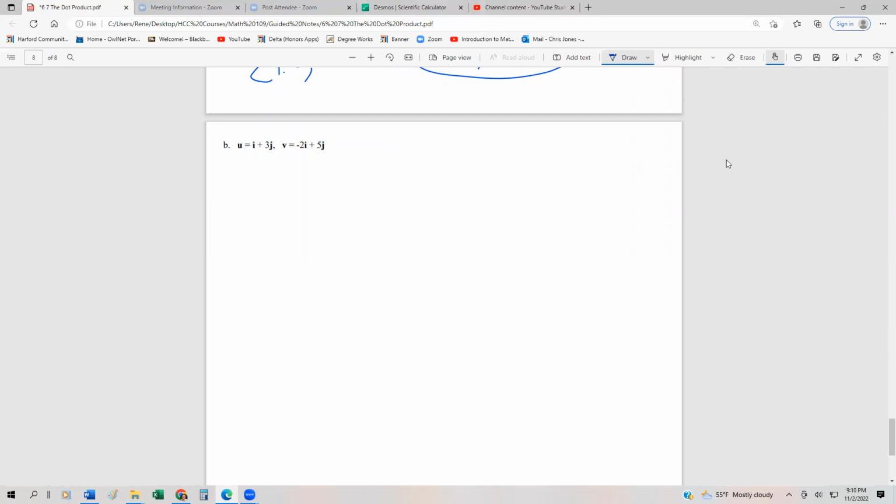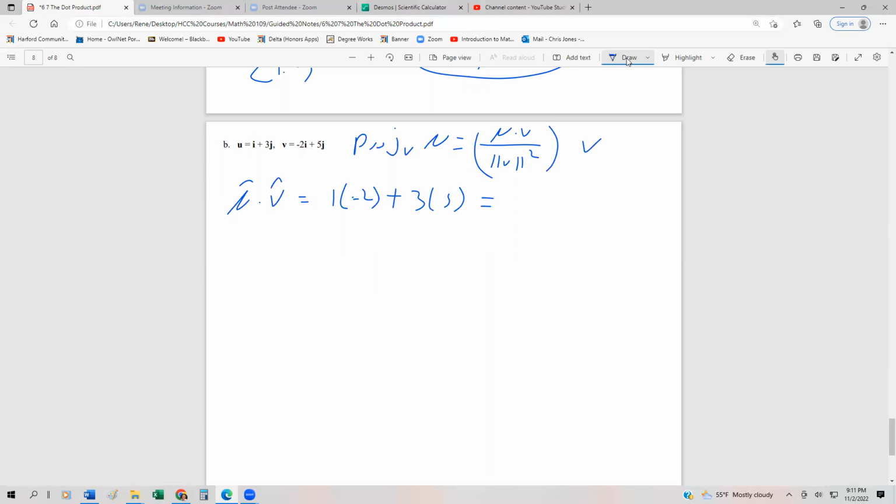Remember our formula: the projection of u on v is u dot v divided by the magnitude of v squared, times v. So let's find u dot v first. u dot v is equal to 1 times -2, plus 3 times 5, which works out to 13. We have -2 plus 15, nice and easy.